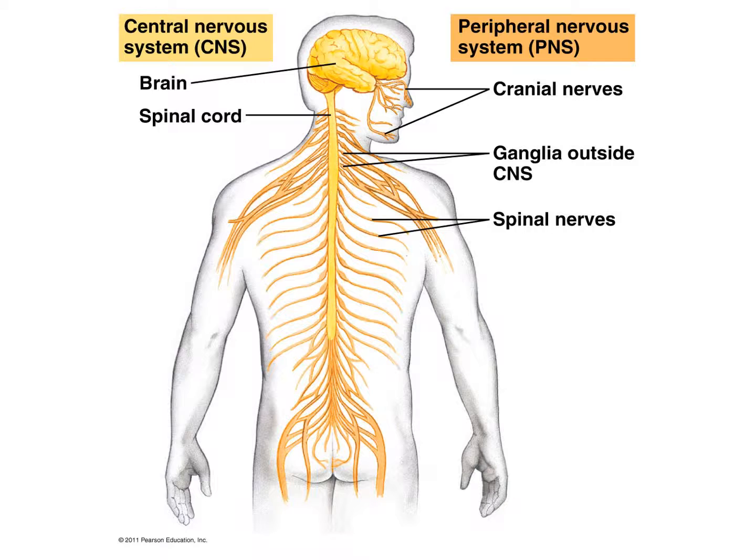The peripheral nervous system gets all the information into the brain and controls directly all responses a person makes. It consists of the following: cranial nerves, ganglia outside the central nervous system, and spinal nerves.